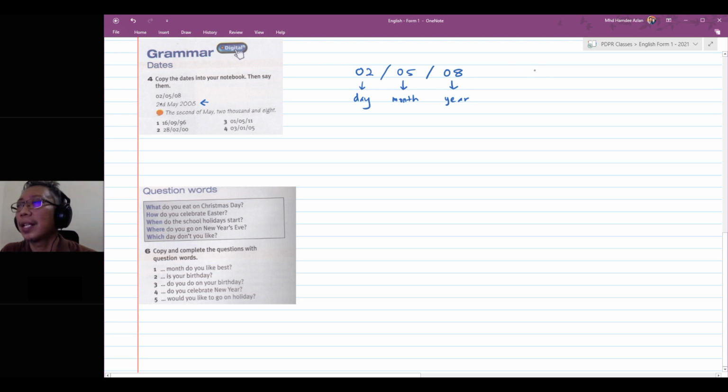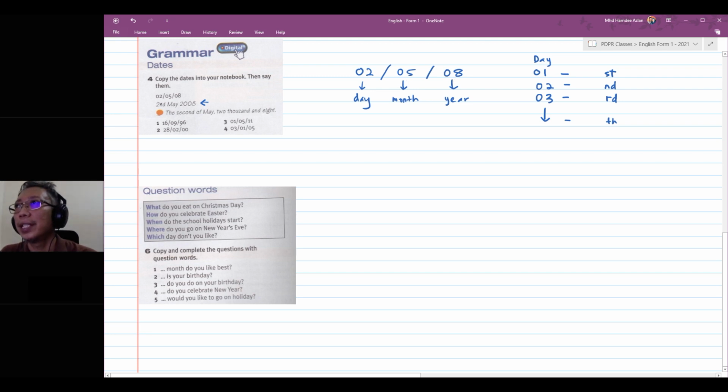If the number ends, like let's say you have 01 for the day, if the number ends with 1, you need to put first. If the number ends with 2, you need to put ND, second. If the number ends with 3, you need to put in RD, third. The other numbers, you will put in th. Let's say 4th, 5th, 6th, 7th. You put in th at the end of the number in spelling.